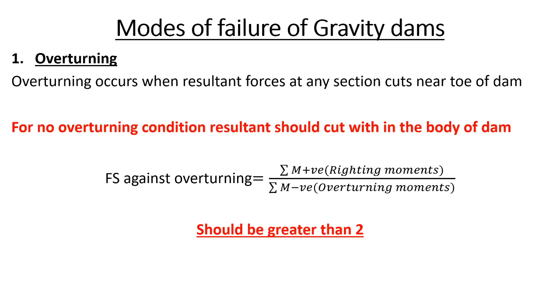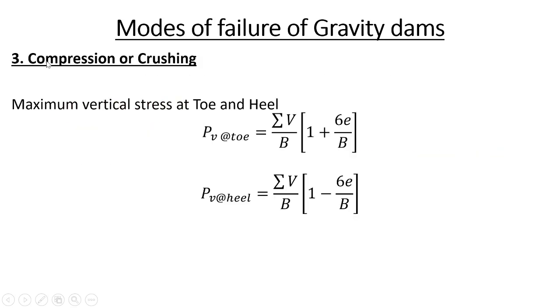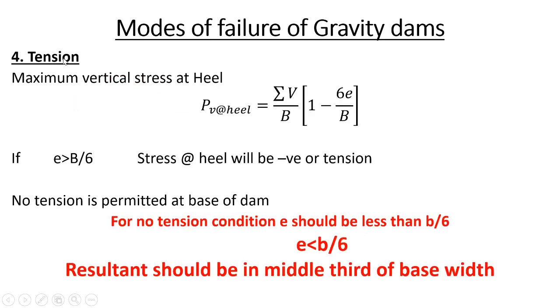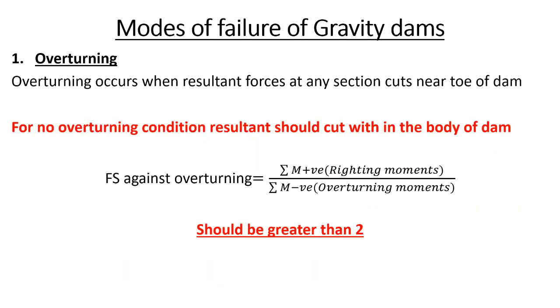To start with, let's discuss the modes of failure of gravity dams. There are 4 different types of modes of failure for a gravity dam. First one is overturning, second one is sliding, third one is compression or crushing, and the last one is tension. These are the 4 different types of modes of failure of a gravity dam. Let's discuss each of these modes of failure.